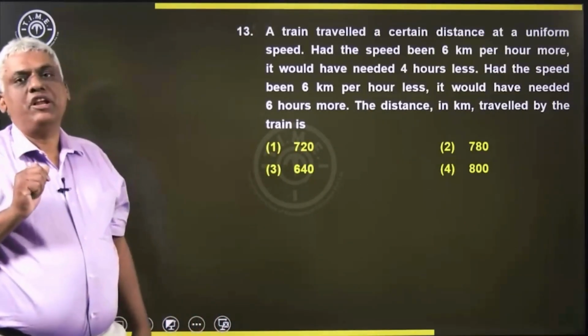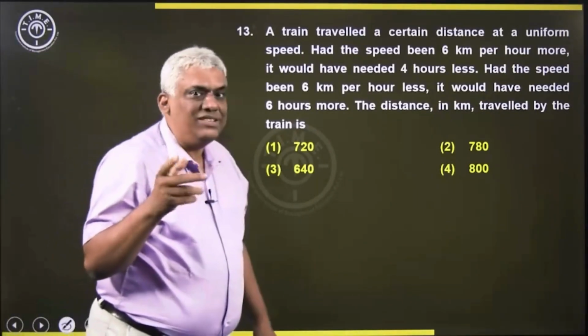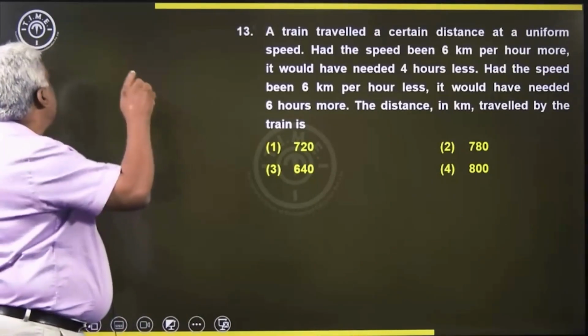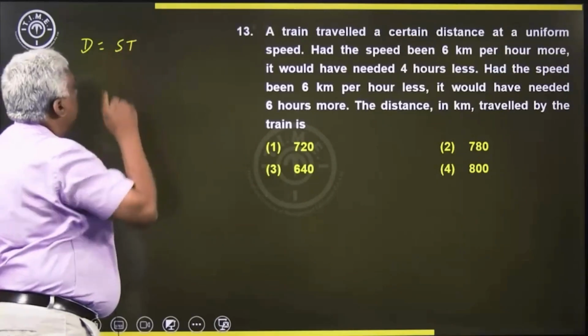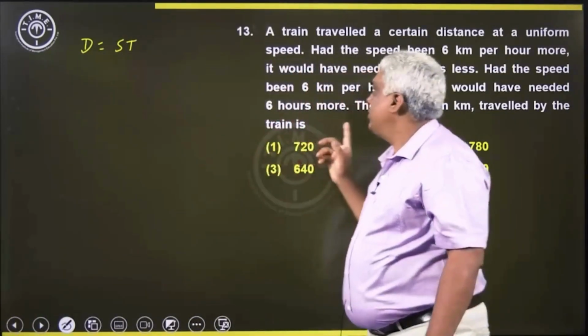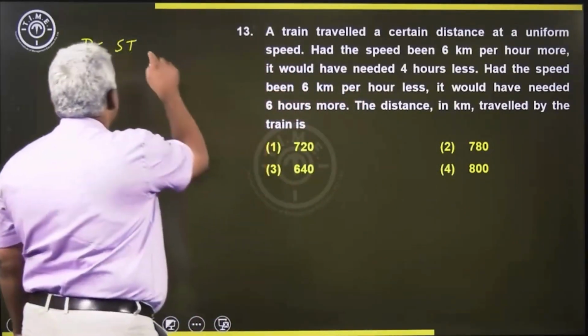Let the speed of the train be s km per hour, and the time taken be t hours. So what is the distance traveled by the train? s into t. In this question, distance is constant, so the distance is st.